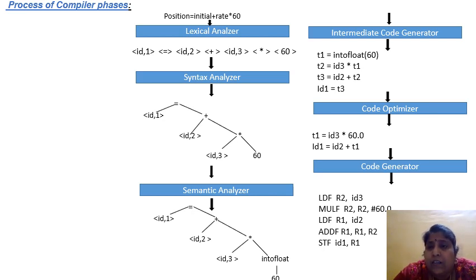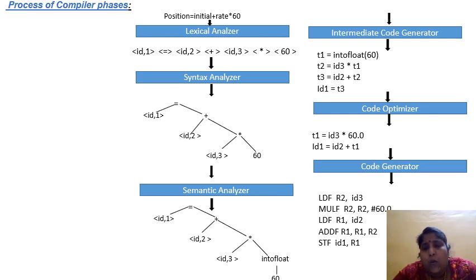Then it is given to the intermediate code generator. The intermediate code generator will now develop an intermediate code. That is, T1 will first convert 60 to float. T2 will have the multiplication operation, and T3 will have whatever we got from T1 plus T2. T1 was the int to float: we have converted 60 to float. In T2 we have the multiplication of T1 and id3. T3 will add id2 plus T2. And in the last we get id1 equals T3.